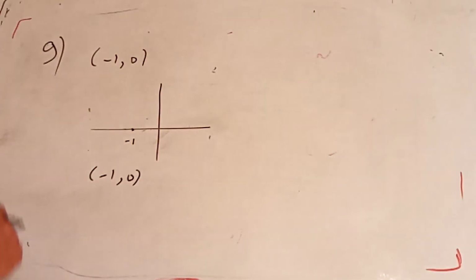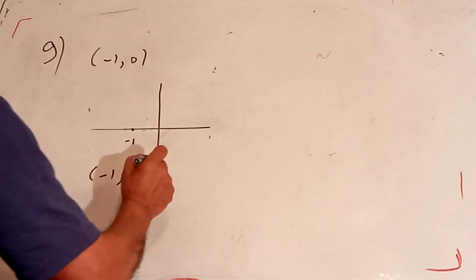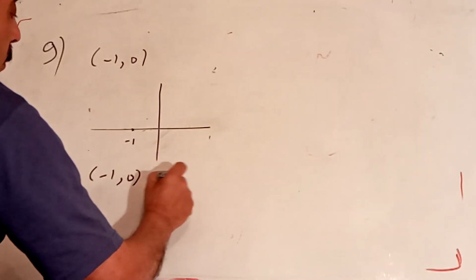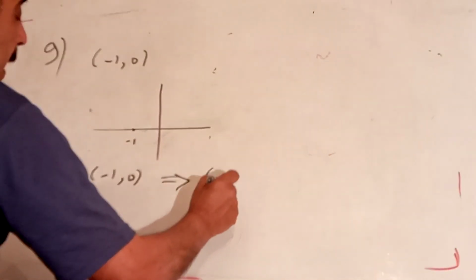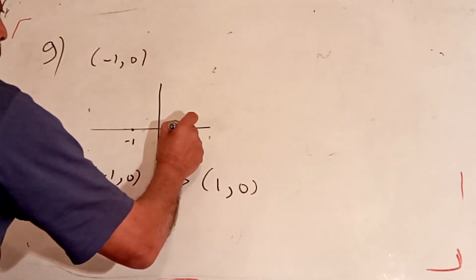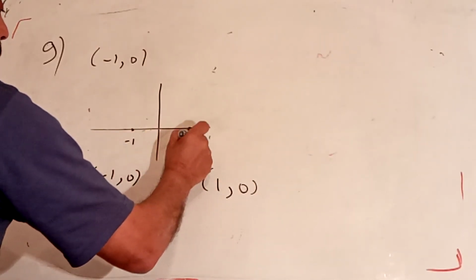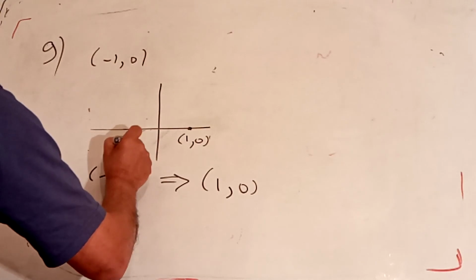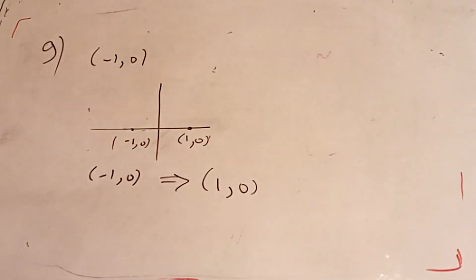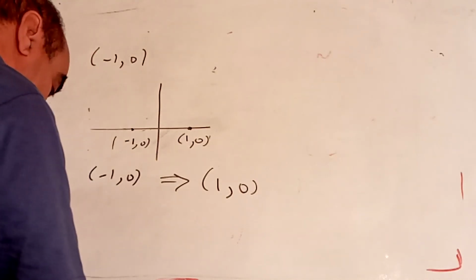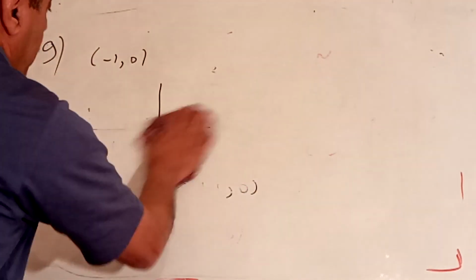So it will be reflected on the y-axis. So x will change its sign. So it will go to 1 and 0. So it will be here. This is 1 and 0. This is minus 1 and 0. Let me do number 10, minus 4, minus 7. I think number 10 we did something like it. Maybe you didn't have to do it again, because number 8 is the same as number 10.